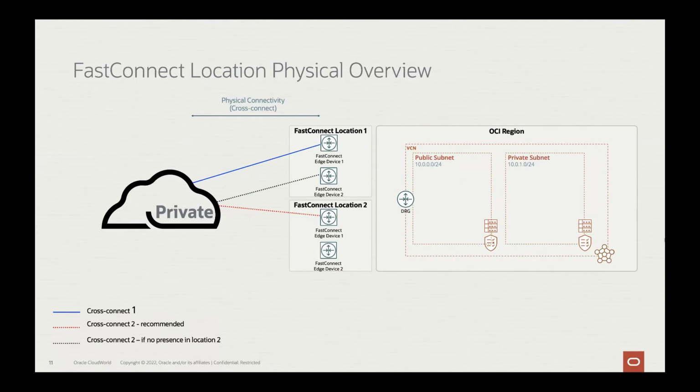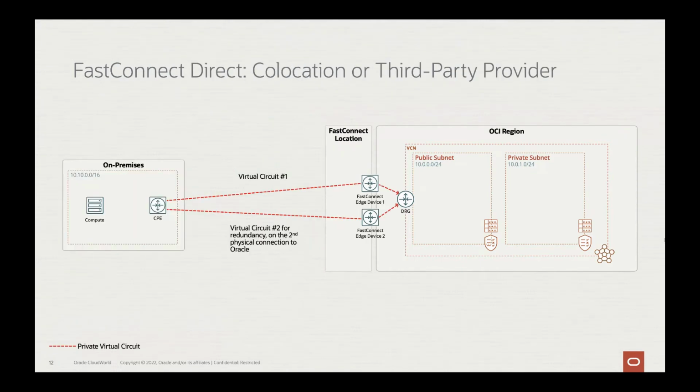Now that we've talked about physical, let's talk about building those virtual circuits, our logical connectivity over the physical infrastructure. These cross connects that we've established can be thought of as layer 2 connections, and virtual circuits are layer 3 connections. Because of that, we'll require at least 2 virtual circuits, one per physical cross connect. In this case, I've built virtual circuit 1 on cross connect 1. Ultimately, this goes over FastConnect edge device 1. And I've built my second virtual circuit over that redundant cross connect that goes over the second FastConnect edge device.